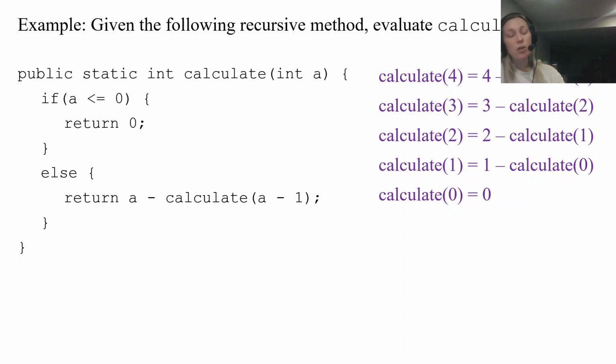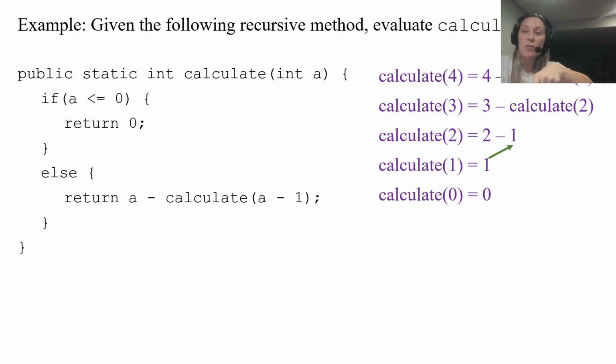Now I have to substitute back up and evaluate calculate 4. 0 is not my answer. Okay? 0 is just where it stops, right? I have to substitute my values back in. So I have to substitute 0 in for calculate 0. Okay? And that becomes 1 minus 0, which of course is 1. So then I substitute 1 back into calculate 1. 2 minus 1 is 1. So calculate 2 evaluates to 1. Substitute 1 in for calculate 2.